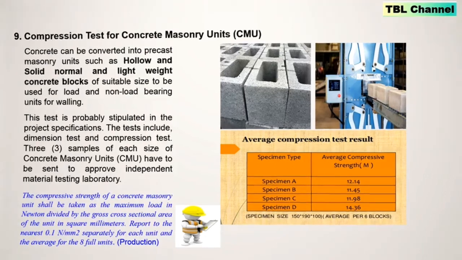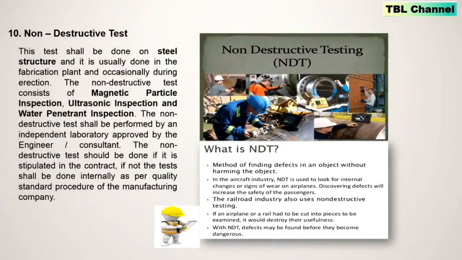Number 10. Non-destructive test. This test shall be done on steel structure and is usually done in the fabrication plant and occasionally during erection. The non-destructive test consists of magnetic particle inspection, ultrasonic inspection, and water penetrant inspection. The non-destructive test shall be performed by an independent laboratory approved by the engineer or the consultant. The non-destructive test should be done if it is stipulated in the contract. If not, the test shall be done internally as per quality standard procedure of manufacturing company.